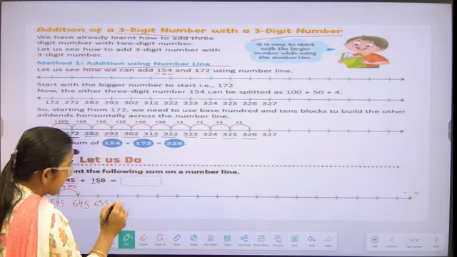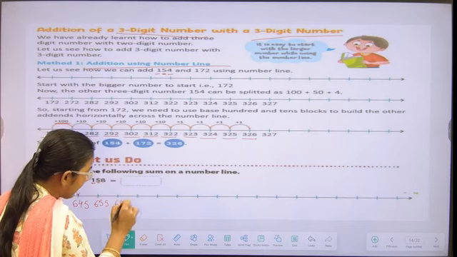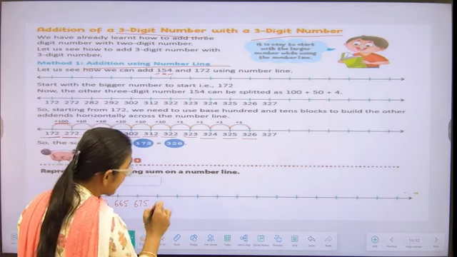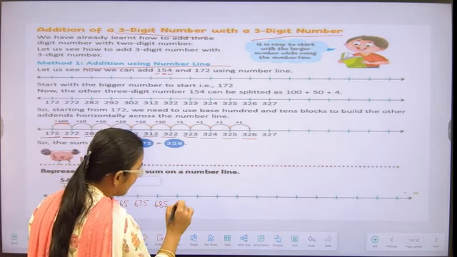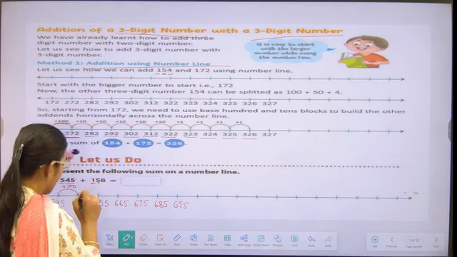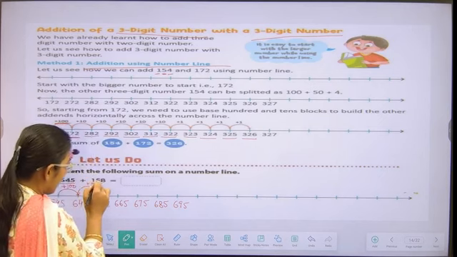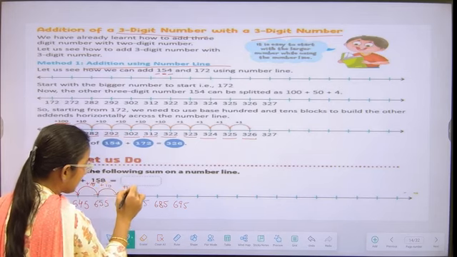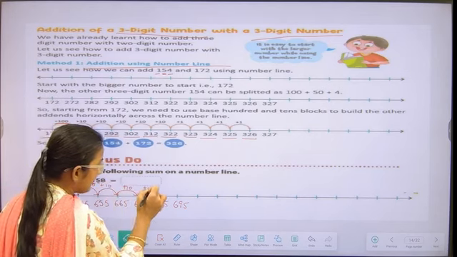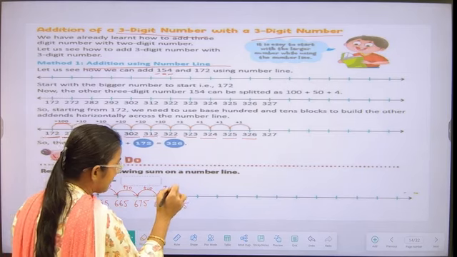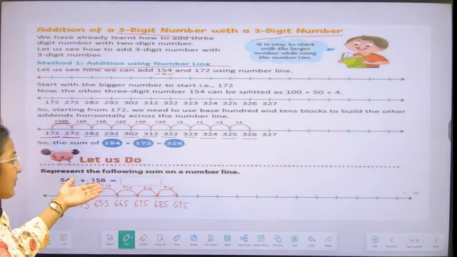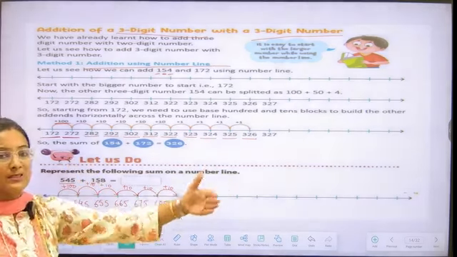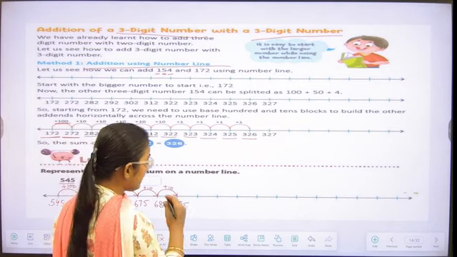655, 665, 675, 685, and then 695. Let's draw it. Plus 10, plus 10, plus 10, plus 10 and plus 10. Now we have to see how many ones blocks we have to move. 8 ones blocks. So we are going to move 8 ones blocks, student. Let's do it with me.